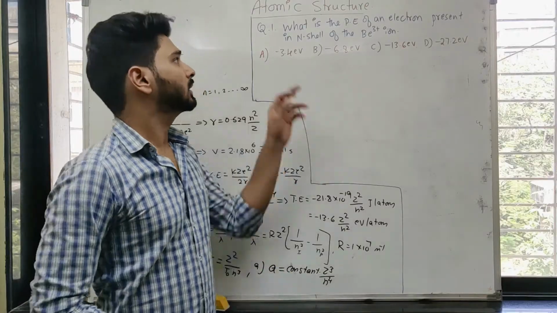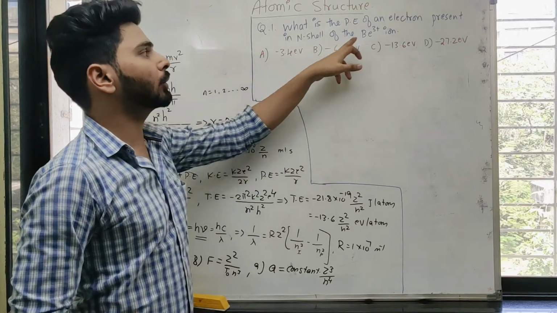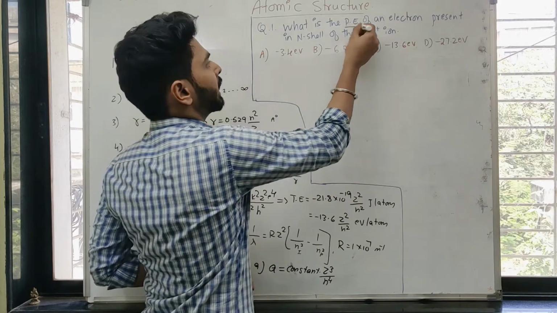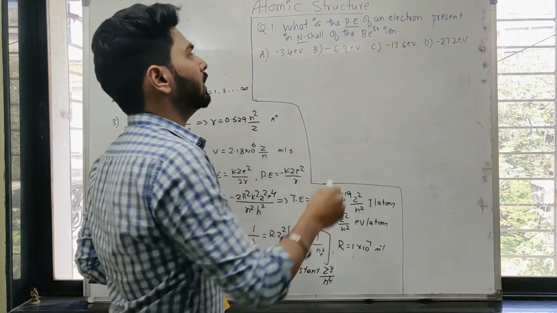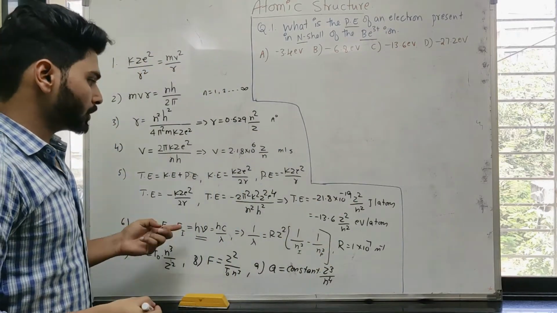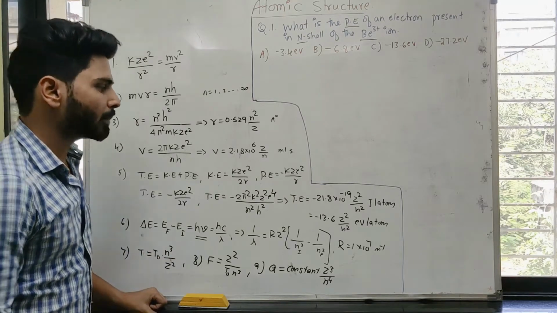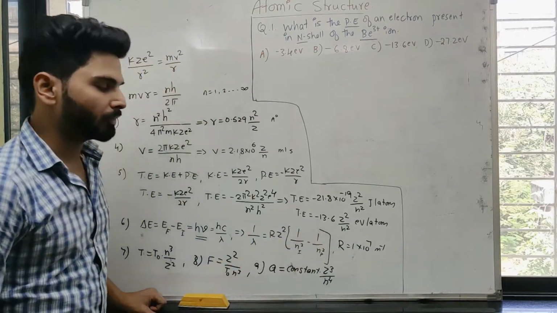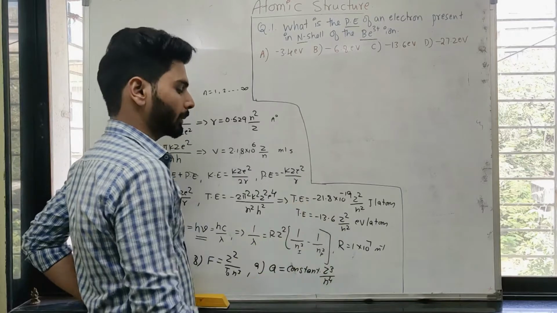First question: what is the potential energy of an electron present in the N shell of the beryllium 3+ ion? So we are asked to calculate the potential energy of an electron present in the N shell of beryllium 3+. Now there is no particular formula to calculate potential energy. Remember, this is total energy. The formula that we have for energy is total energy equals minus 13.6 Z square upon n square.